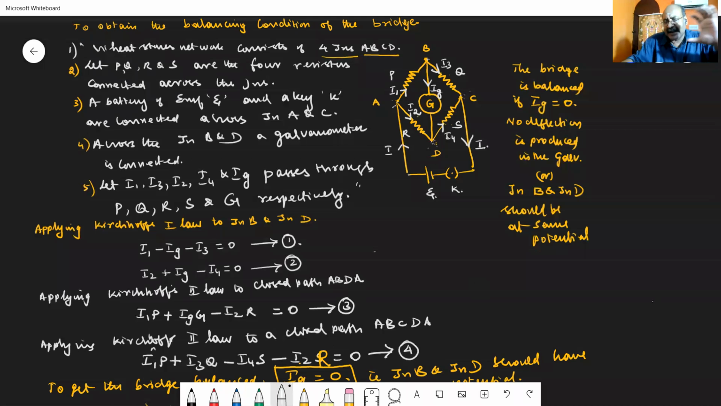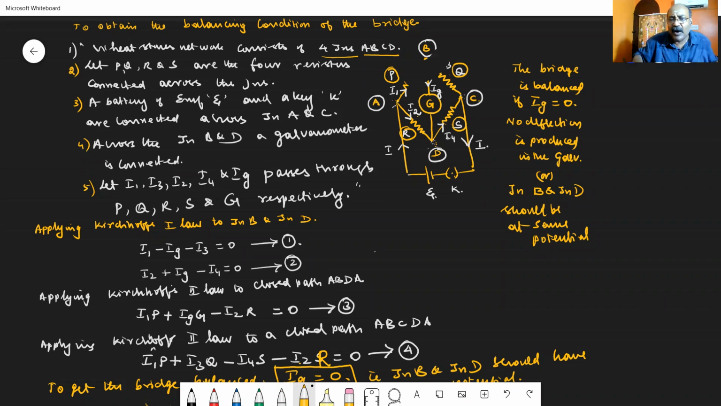Okay, let us summarize the Wheatstone's network. Just look at the diagram. When you are considering the Wheatstone's network, it consists of 4 junctions: A, B, C, and D, across which we are having 4 resistances: P, Q, R, and S. Now, across the junction A and C, you are having a battery and a key connected. Across the junction B and D, a galvanometer is connected.